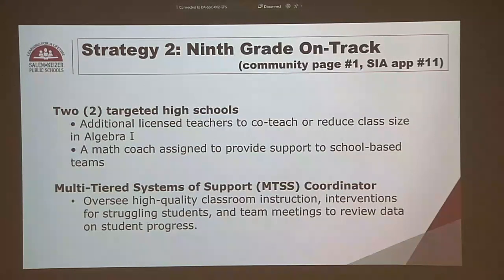In addition, we have included an MTSS, Multi-Tiered Systems of Support Coordinator, to oversee the high-quality classroom instruction, make sure that the teaming and the data collection is working, that teams that need support in data-based decision-making or selection of interventions or instructional strategies, whatever sorts of supports those teams need, could be provided by this coordinator.